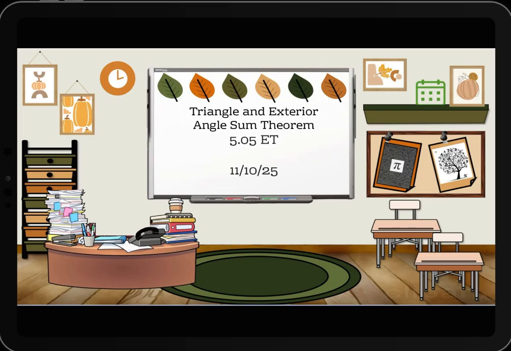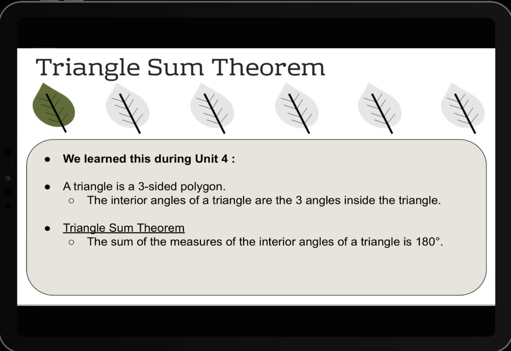Alright, this is our triangle and exterior angle sum theorem, lesson 5.05. We want to talk about the triangle angle sum theorem, and in this particular case we already did in Unit 4. Remember that a triangle is a three-sided polygon, and the interior angles of a triangle are the three angles that are inside the triangle. The sum theorem states that the sum of the measures of the interior angles of a triangle will be 180 degrees.